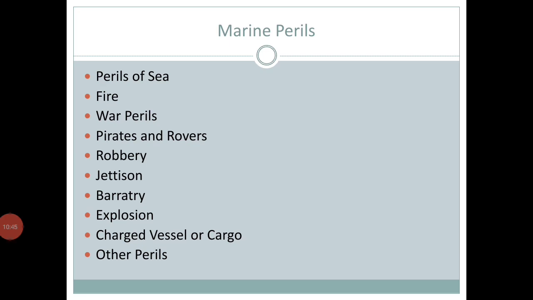Okay, then the floating policy, also called an open policy. The individuals or organizations doing import and export of goods frequently to various ports of different countries prefer such a type of floating policy. It is very convenient for them.